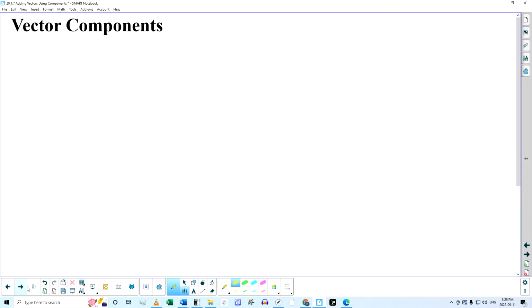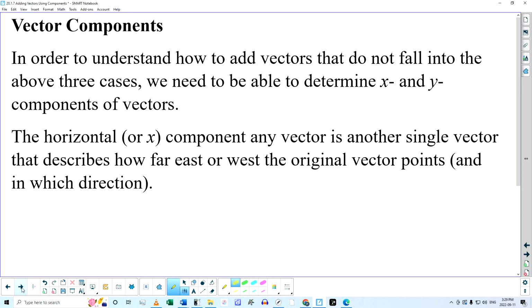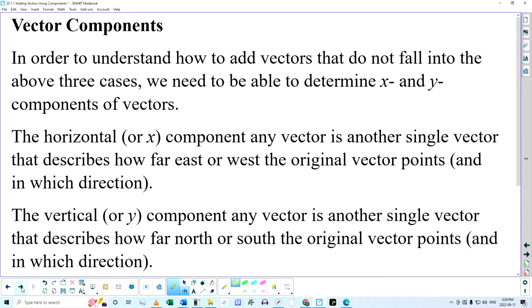Okay, now let's talk about vector components. If we're going to add vectors that are not in the same direction and are also not in opposite directions and are also not perpendicular to each other, then we need to be able to determine what are called the x component and y component of the vectors. An x component is a single vector that's either east or west, which is telling you how far east or west the vector is pointing. The vertical component is going to tell us how far north or south the original vector points.